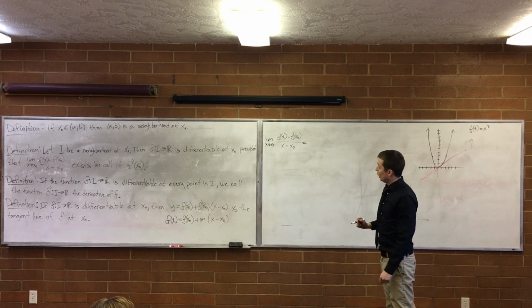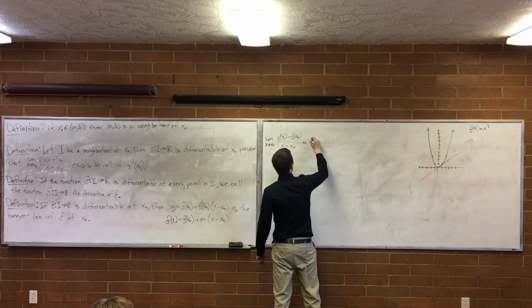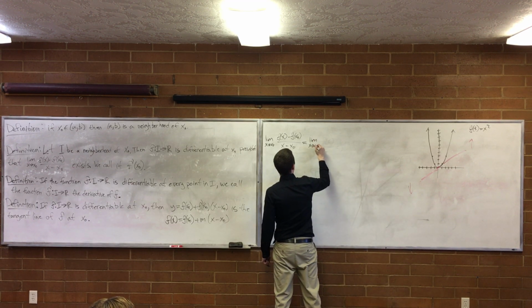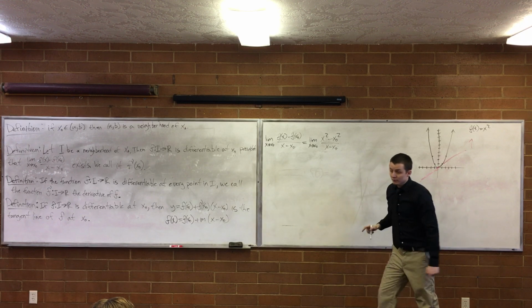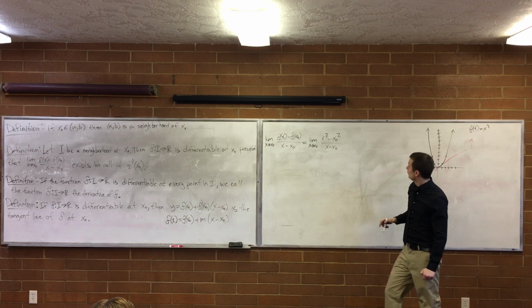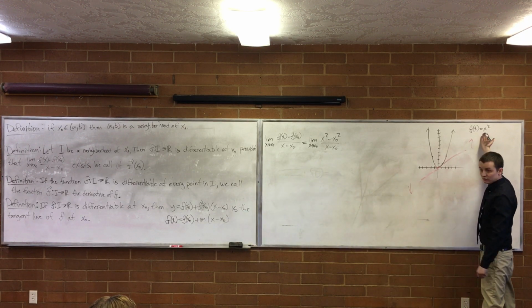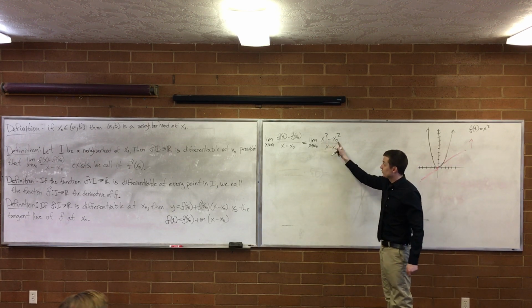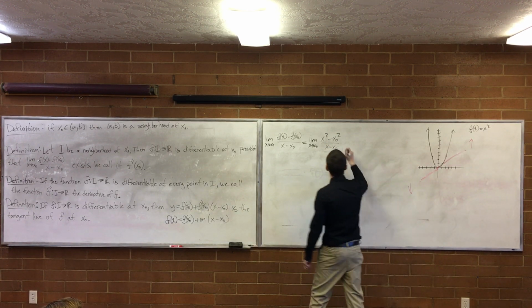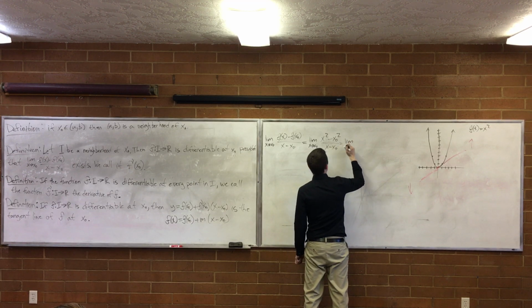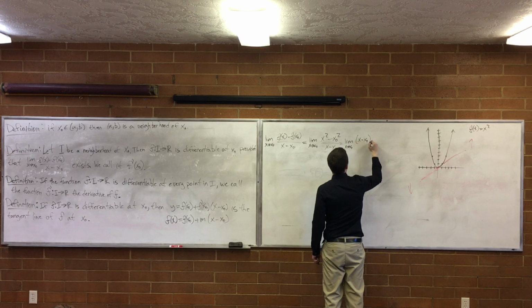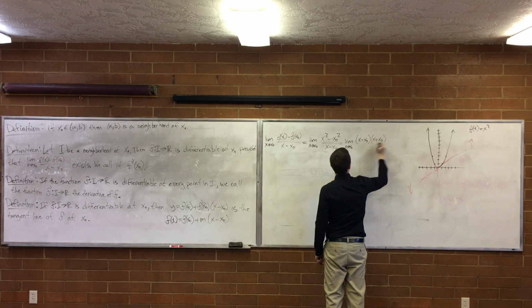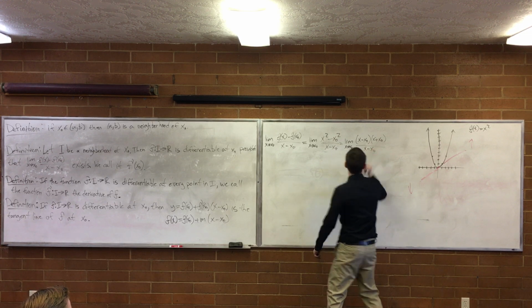Okay, so plug in our function. This is going to be the limit as x goes to x naught of x squared minus x naught squared over x minus x naught, because f of x is this function. Factor it out. That's a difference of squares, so we can factor that. This is equal to the limit as x goes to x naught of (x minus x naught)(x plus x naught) all over x minus x naught.